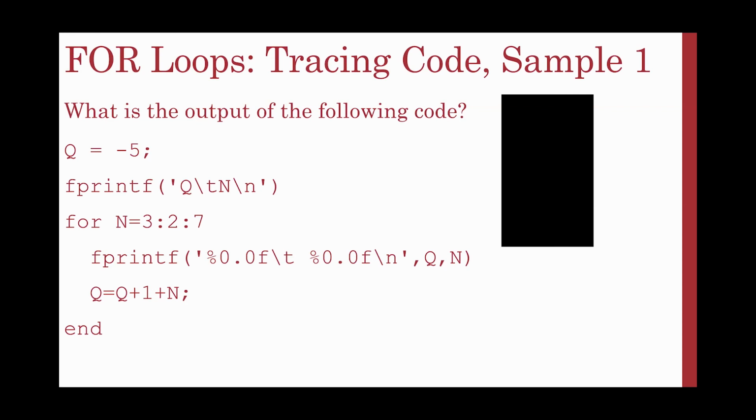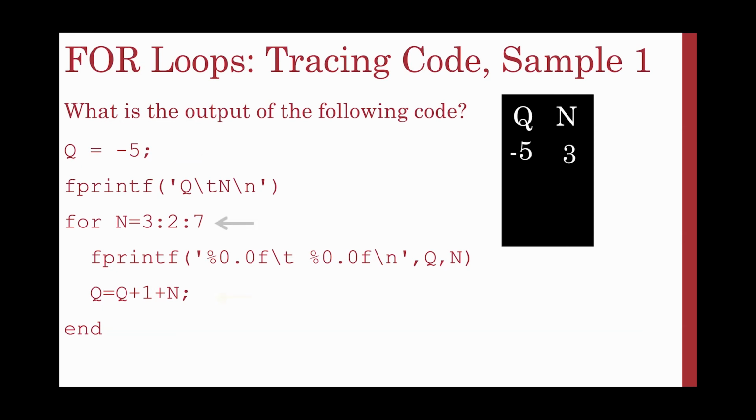So let's see how this works. First, we have q is equal to -5. So I'm going to print q and I'm going to print n. Next, I want to say n is equal to 3. I want to print the value of q and I'm going to print the value of n. So then I'm going to add 1 to q plus n, so it's -5 plus 1 plus 3, and I'm going to restore that value in q.